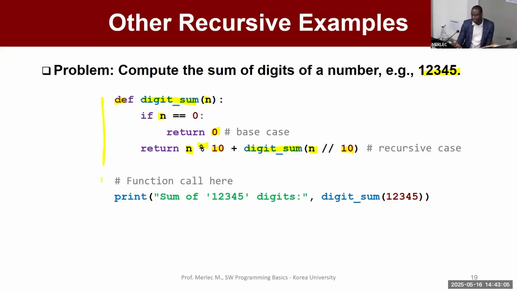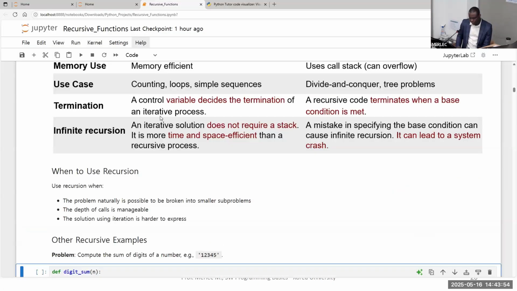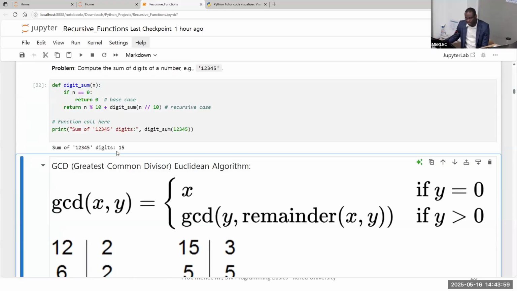So here's the function definition, and here is the call of the function, which represents the body of the program. It will be formatted as follows: sum of the digits of the number 1, 2, 3, 4, 5, and then we call the function by sending this integer number that will be sent there as an argument value to run the recursive function. This will run again and again until we get the result. Here's the example. The result here is 15.